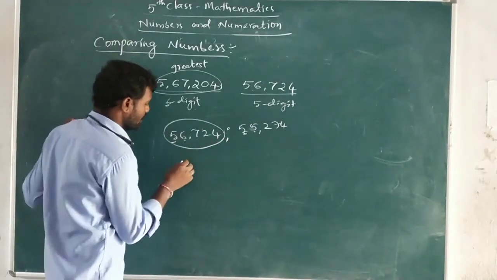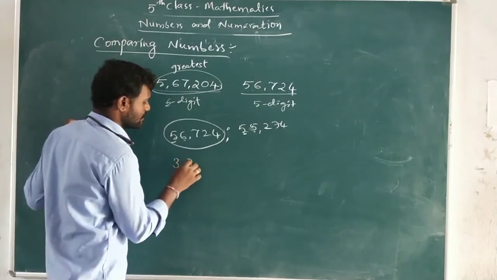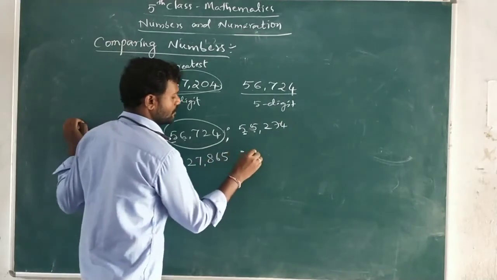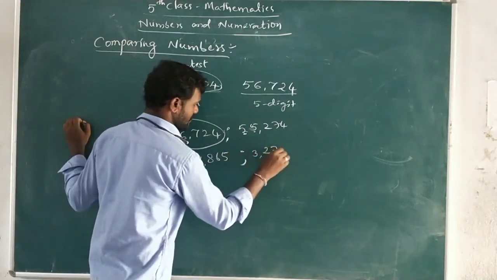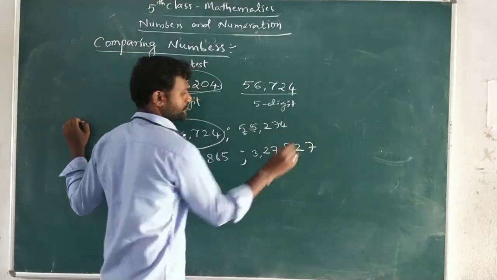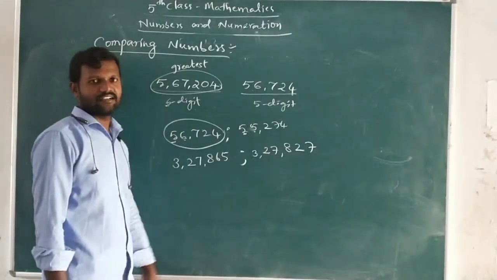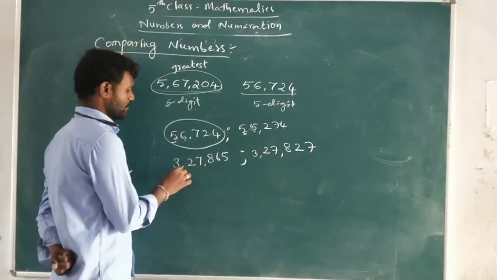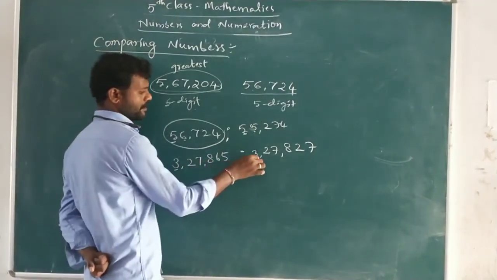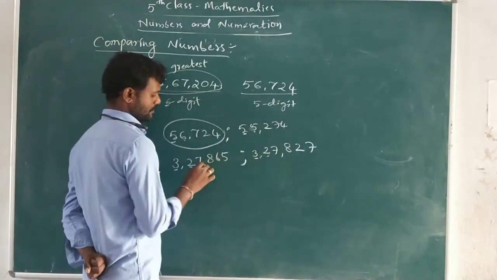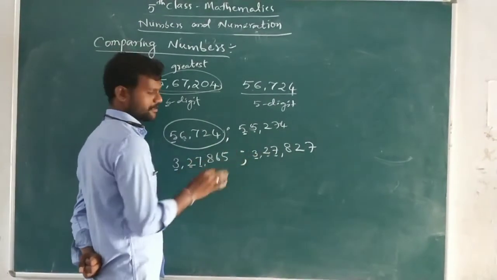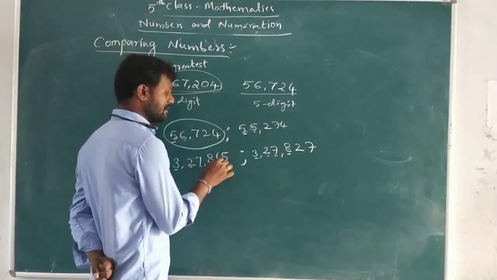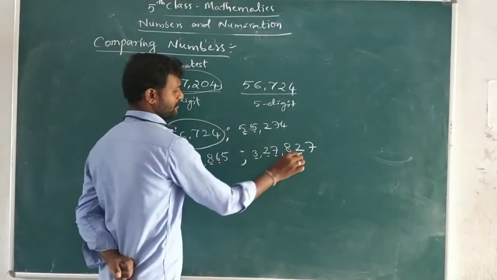Okay. For example, I am writing another one. 3,27,865 and 3,27,827. Which is the greatest number among these? Observe the digits: 3, 3, 2, 2, 7, 7. All of these are same. Next go to this one: 8, 8. Next one, what? 6 and 2. These are different.